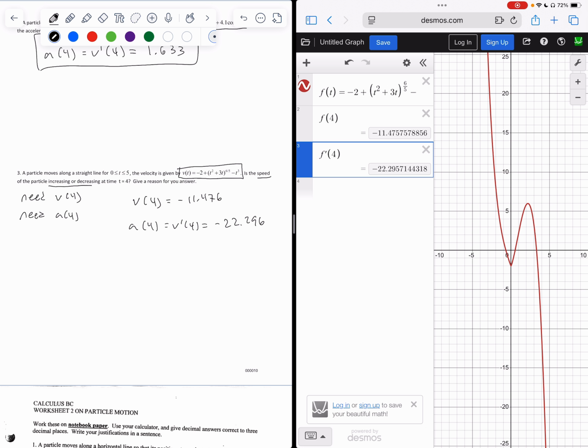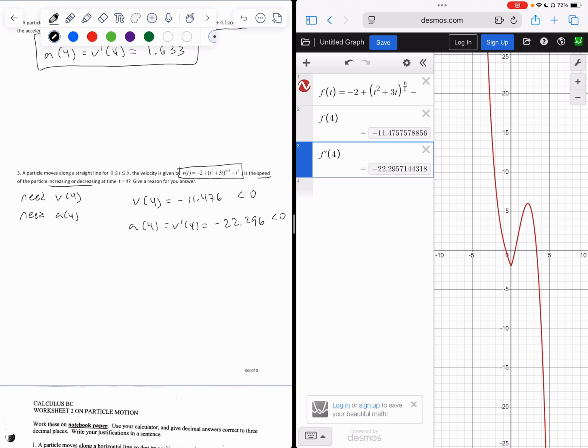negative 222.296. Now, if I want to find out if the speed is increasing or decreasing, I'm going to look at the signs here. Notice the velocity is negative, and so is the acceleration. So what's going to happen here? My velocity and acceleration are going in the same direction. So in this case, the speed is actually increasing right here, because the velocity and the acceleration are going in the same direction.